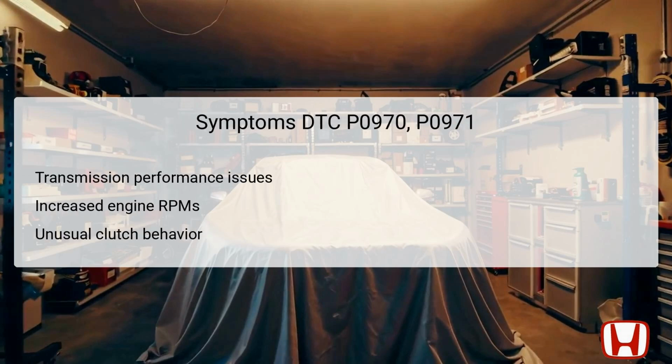The presence of DTC P0970 and P0971 may lead to several noticeable symptoms affecting vehicle performance. Drivers may experience erratic transmission behavior, especially with shifting, as the pressure control solenoids are responsible for managing the engagement of the transmission's clutches. Increased engine RPMs without a corresponding increase in vehicle speed can also occur, indicating that the transmission might not be effectively managing power transfer.